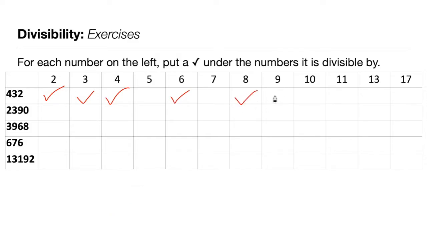How about 9? For 9, remember, if the sum of the digits is divisible by 9, the number will be divisible by 9. So let's try 4 plus 3 plus 2. Again, 4 plus 3 is 7, plus 2 is 9.